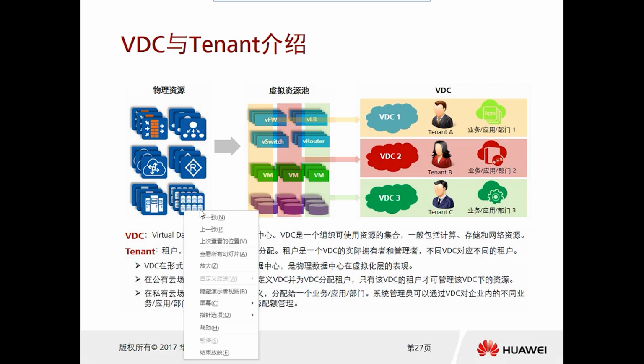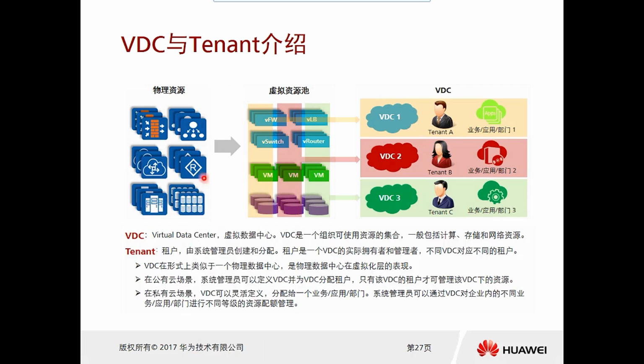Next, let's learn more about this VDC. What does VDC mean? It is called the virtual data center. What is the concept of this virtual data center? We can take a look at this from the diagram. The first one on the left is the physical resources you can see from this diagram, for example firewall, switch, router, load balancing equipment, server, and storage device. These are some of our physical resources.